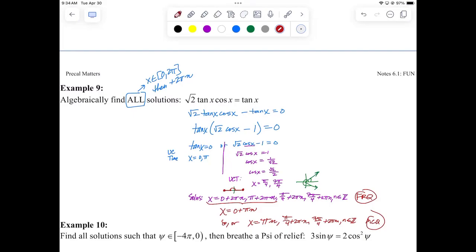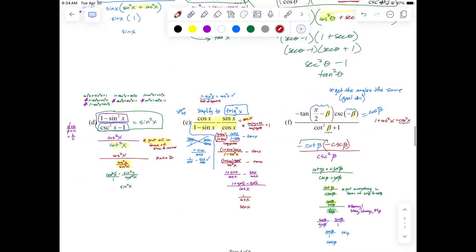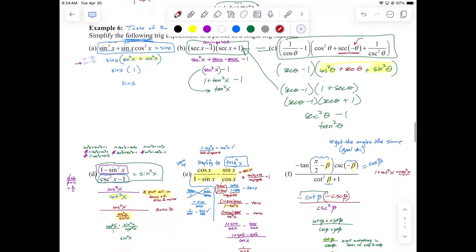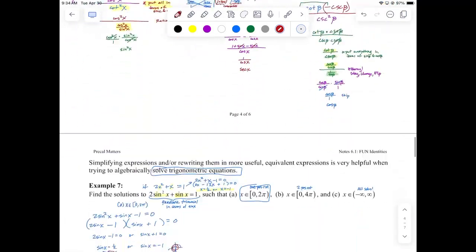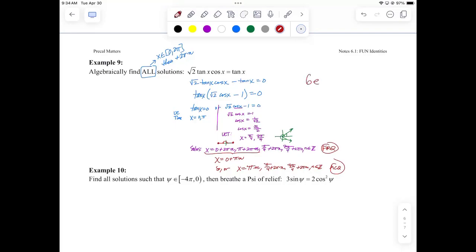Any comments or questions on today's lesson? Was it a good one? We got to example 9. How far did we get? We got example 6E through 9. That's not bad. That's all in a day's work, huh?